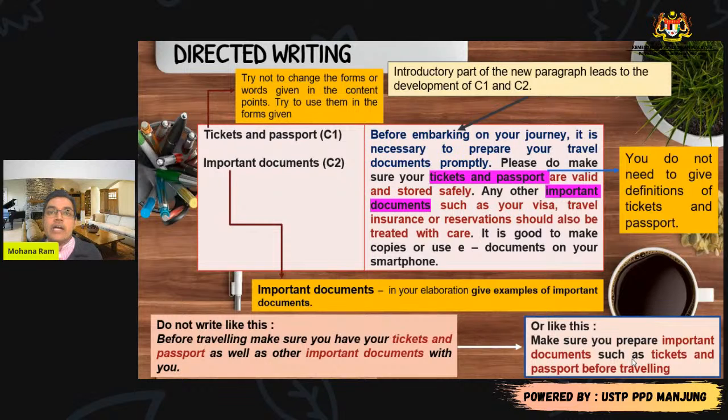Now, if there are directed writing questions that ask you to write time and date, that doesn't matter. You can say the event is on Saturday, 15th January 2021. Doesn't matter, you don't have to elaborate much. But for this one, you put it separately to ensure that you get your content point score. So make sure your elaboration, you put it like this. You do not put it like the one that I've given to you at the bottom here.